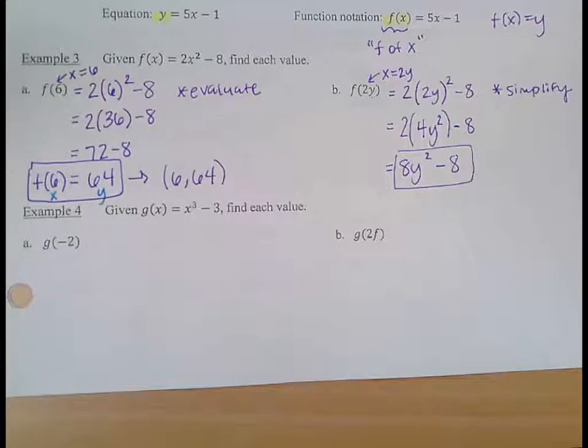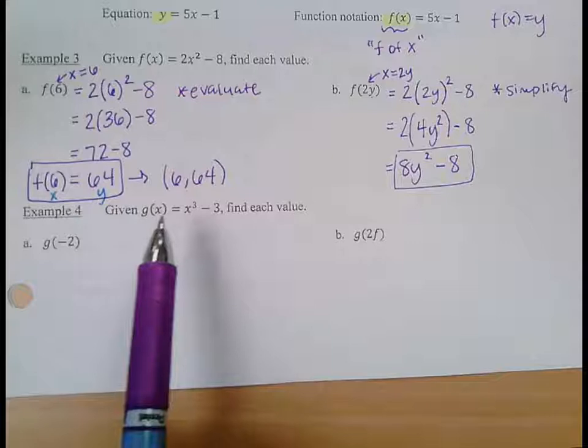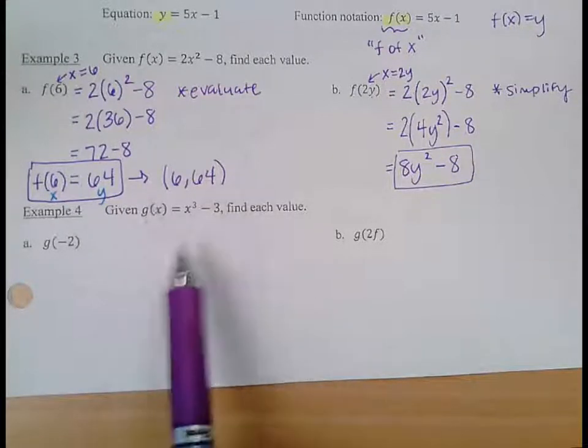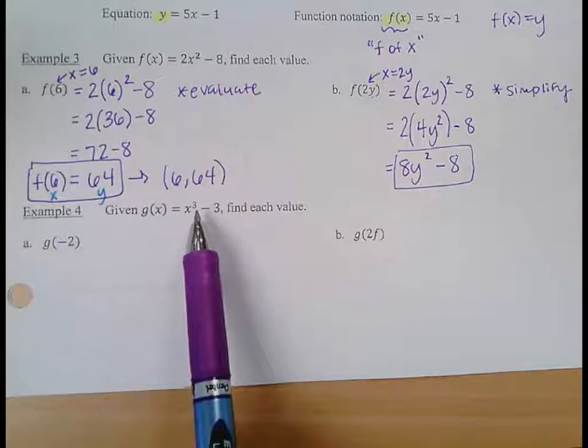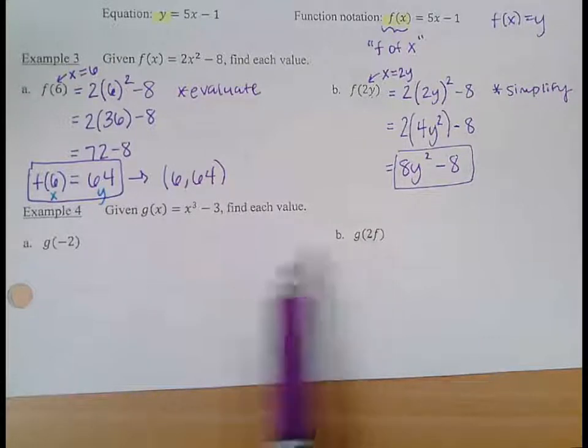Okay, questions? Okay, I'm going to pass out your assignment. While I'm doing that, go ahead and answer A and B in example 4. And notice function notation doesn't have to use the variable f. So this gives you the function g of x is x cubed minus 3, and it says find g of negative 2 and g of 2f. So go ahead and work on those.